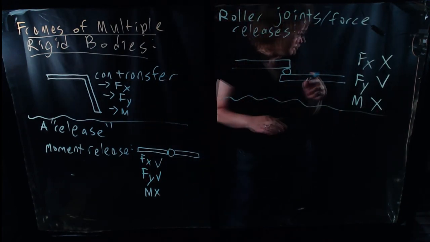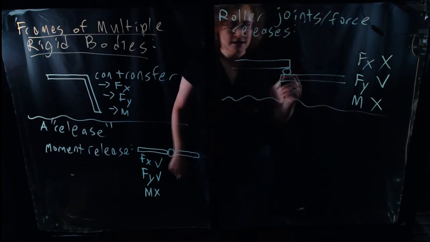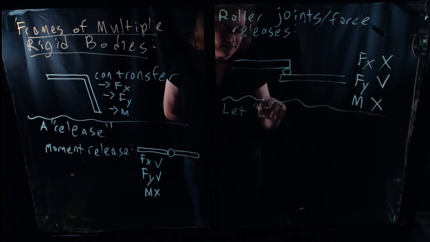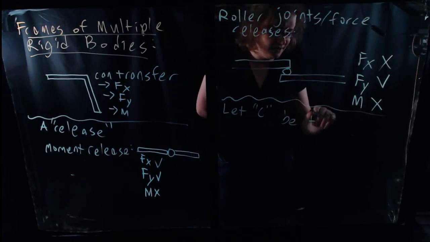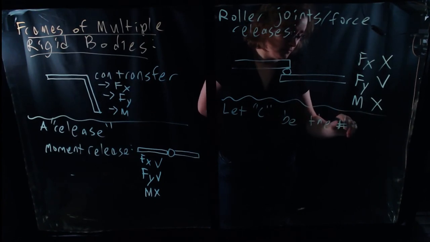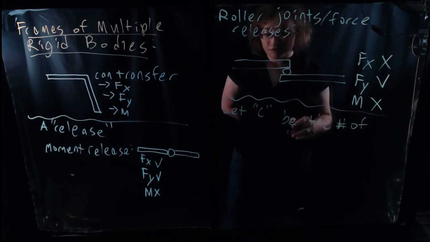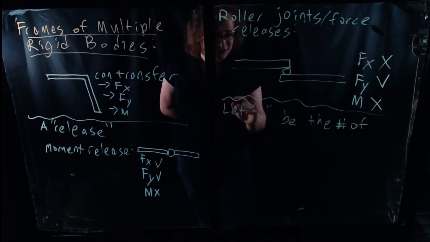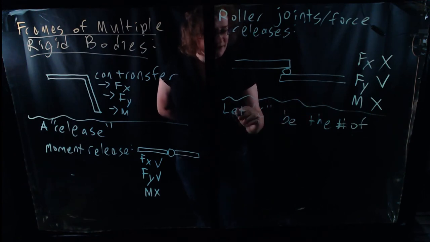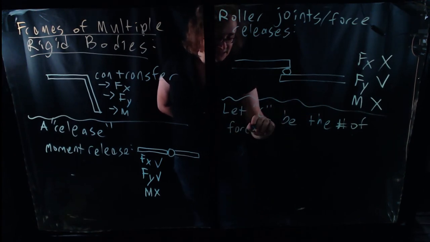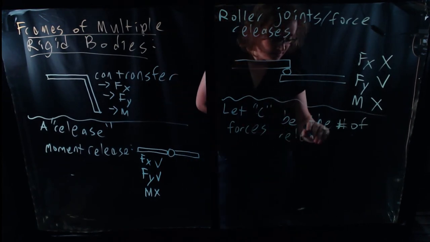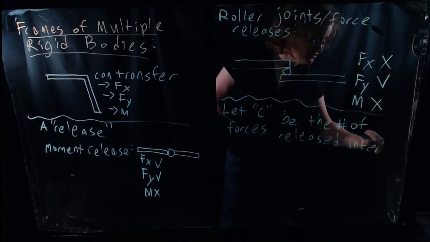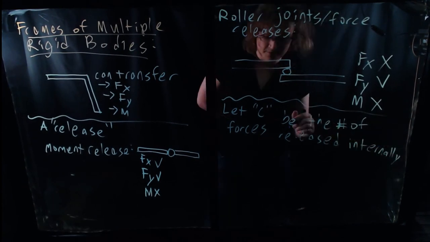In order to look at the equations of stability and determinacy here, I'm going to define a variable C. Capital C will be the number of releases, or I would say degrees of freedom, but I don't want to get too technical right now. I'll just say, let C be the number of forces released internally in a frame.